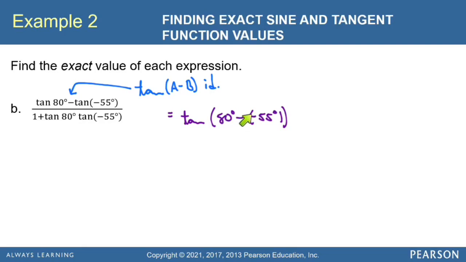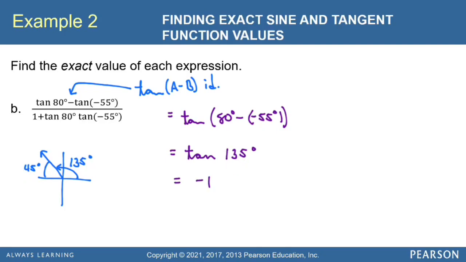Now, of course, minus negative 55 degrees really means plus 55 degrees. So 80 plus 55 degrees is 135 degrees. Now, it just so happens that we saw the tangent of 135 degrees a few slides back, but we know that 135 degrees is a quadrant 2 angle with a 45 degree reference angle. And the tangent of 45 degrees is 1. So the tangent of 135 degrees is going to be negative 1.